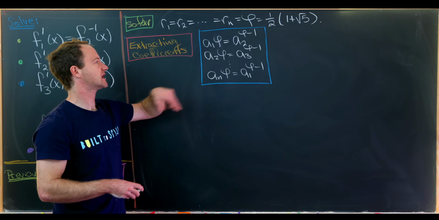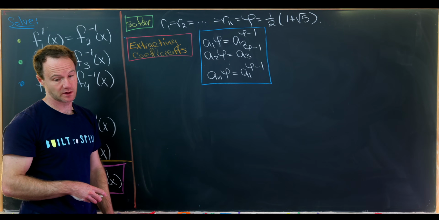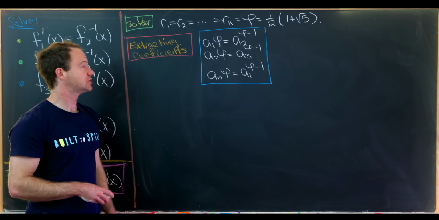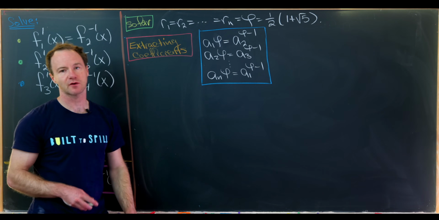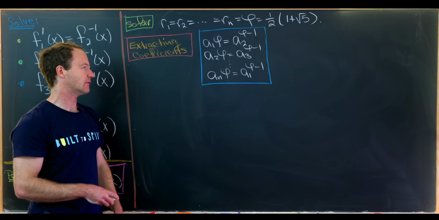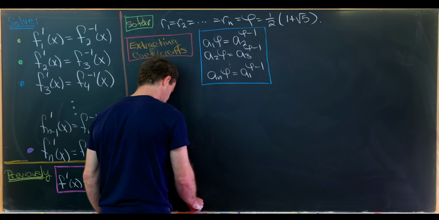So we have a1 times phi is the same thing as a2 to the power phi minus 1. We have a2 times phi is equal to a3 to the power of phi minus 1, all the way down here where it loops back on itself. And we have an times phi is a1 to the phi minus 1.